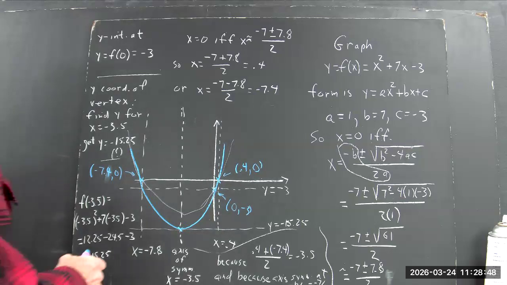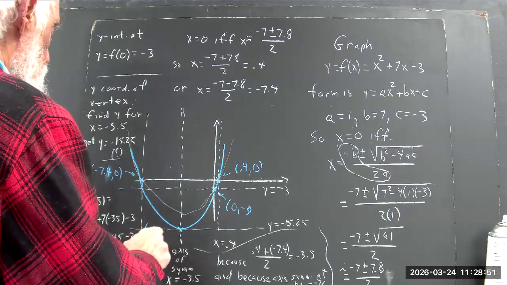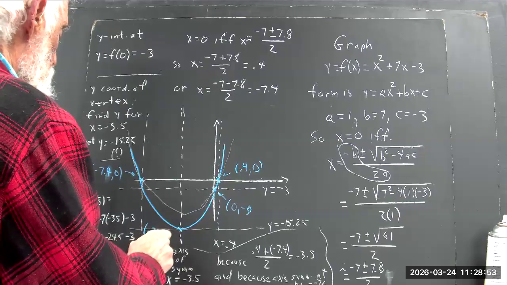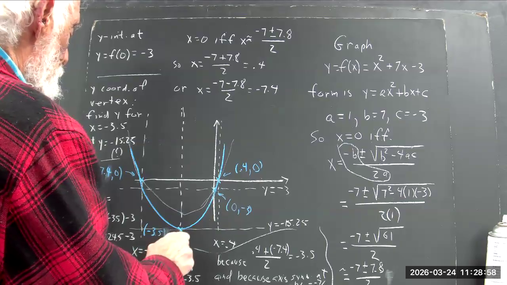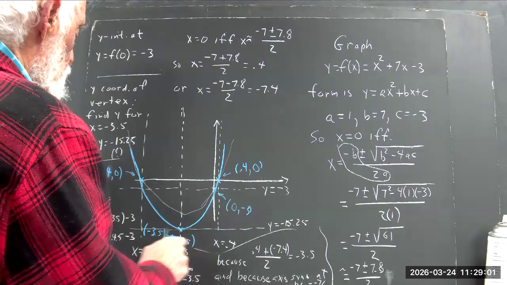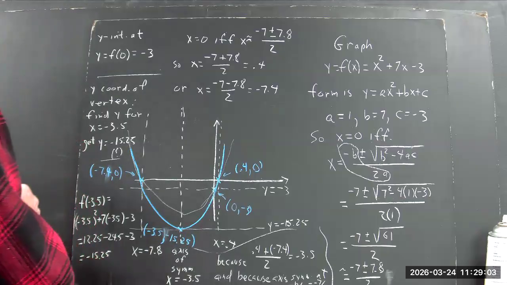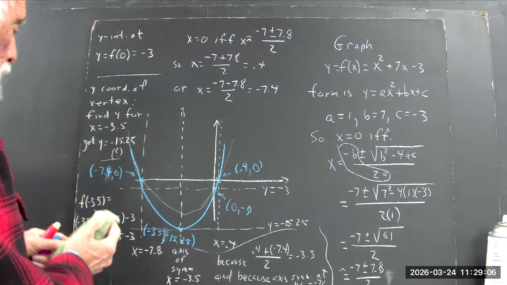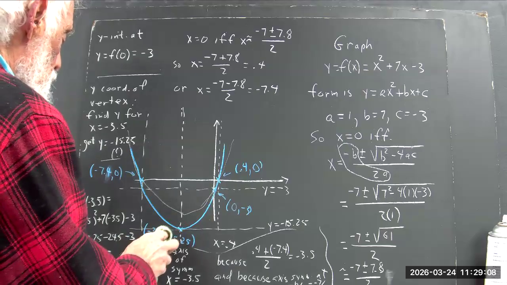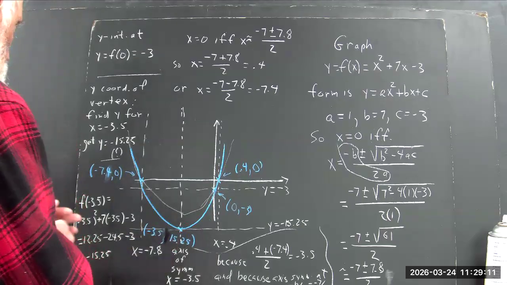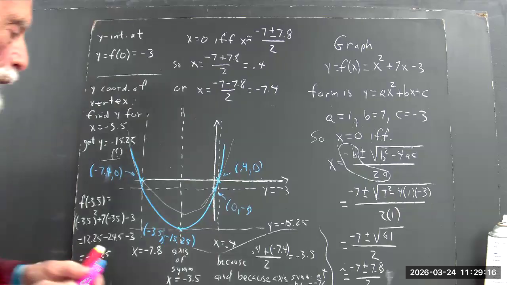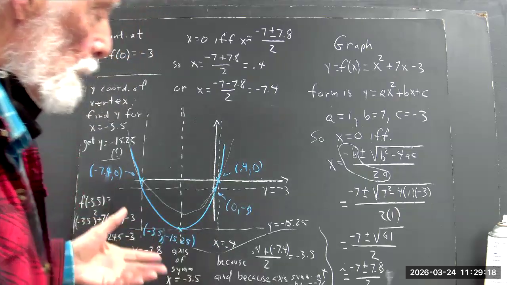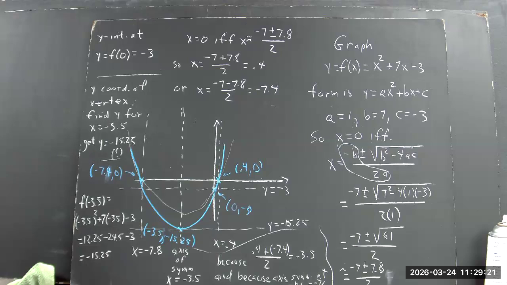So we label the vertex: negative 3.5, negative 15.25. And if I've done the calculations right, that's the whole procedure. You've got to practice that a little bit. But it's just step by step. Steps are always the same.